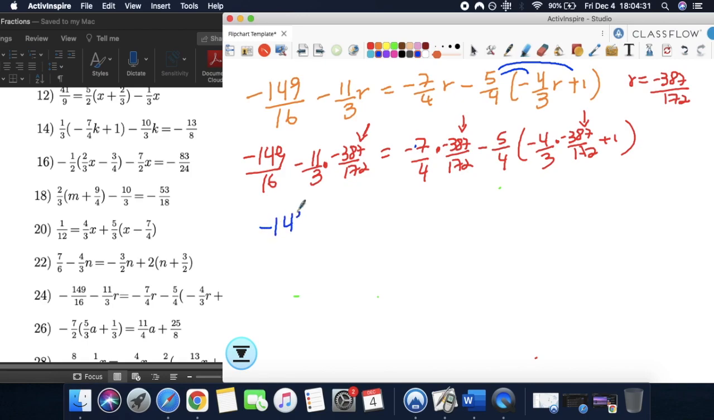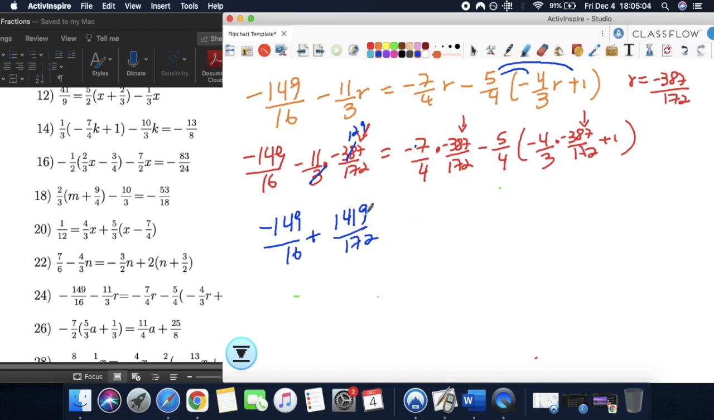Negative 149 over 16. These two I can multiply, and I can simplify 387. I know I can simplify, so it's going to be 387 divided by 3. It's going to be 129. So this can be plus 129. So we're going to leave that as 11 times 129, which is going to be 1,419 over 172.